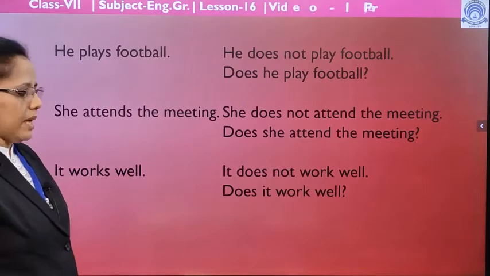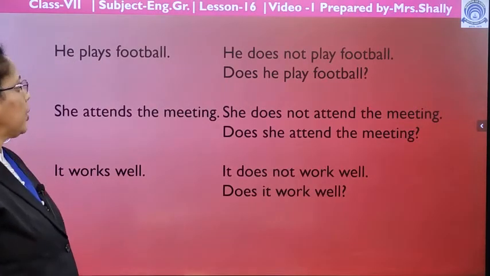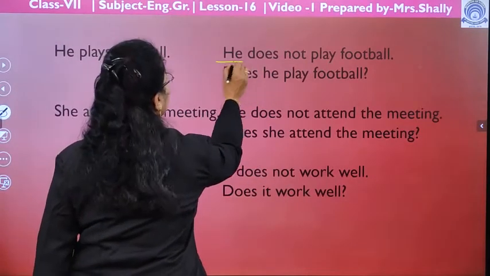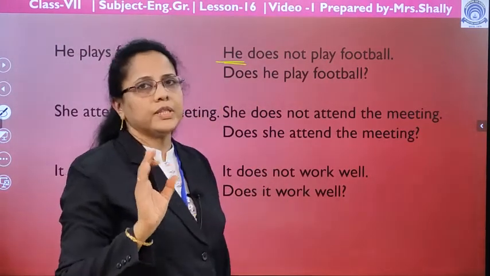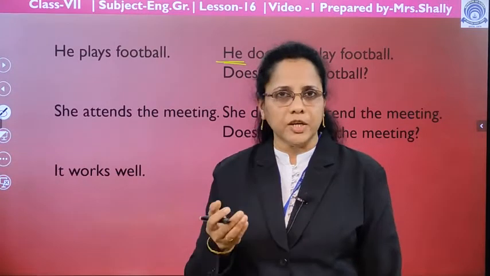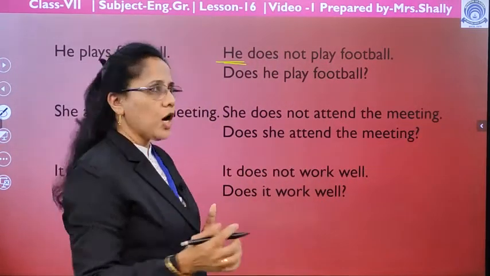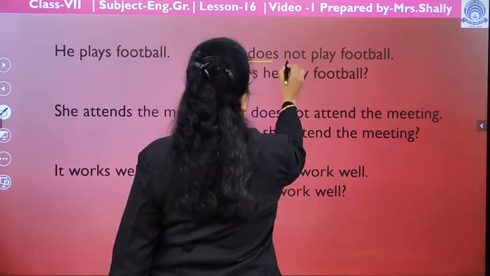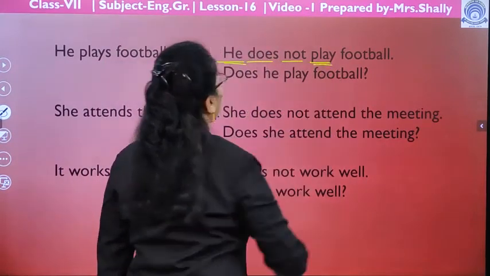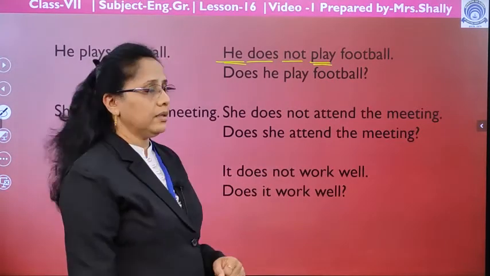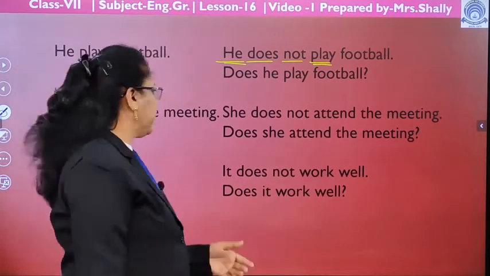Now look at these examples. He plays football. Here which is the subject? He. It's a singular subject. So you know, with the singular subject, to make a negative and a question we have to use the helping verb does. So does not play: does plus not plus base form. He does not play football. Question: does he play football?